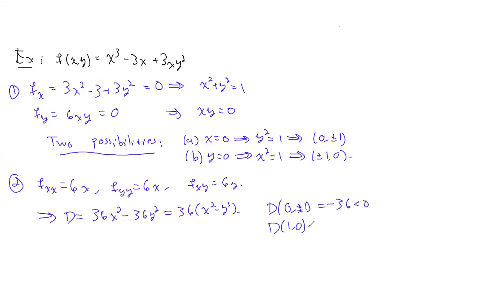Now, here's where it gets a little complicated. d of 1, 0 is 36, and d of negative 1, 0 is also 36. But the reason I did these in different cases is because fxx at 1, 0 is a positive number, but fxx at negative 1, 0 is a negative number. More specifically, it's negative 6. So you've got all three different cases here with this problem.